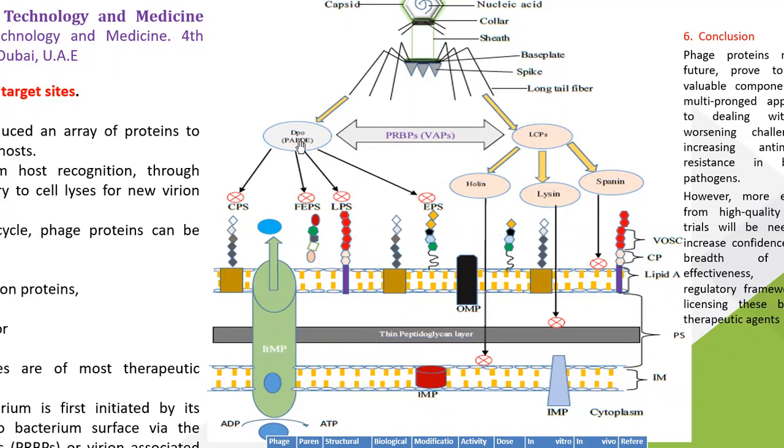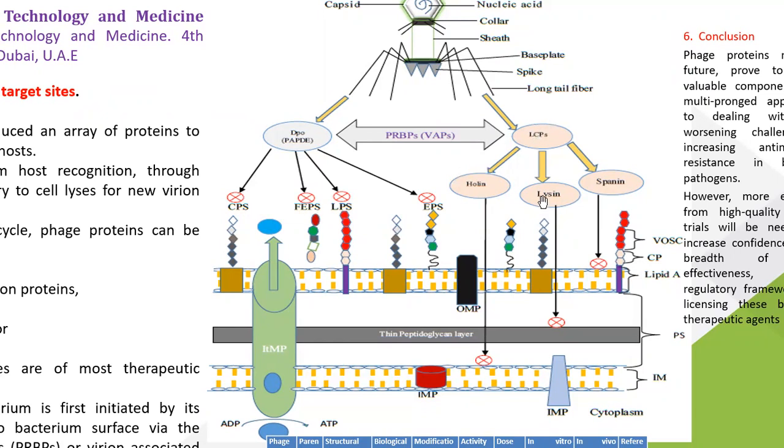And these depolymerases specifically cleave the glycosidic bonds in bacterial extracellular polysaccharides. These extracellular polysaccharides, you can see here, are the capsular polysaccharides, the free extracellular polysaccharides, and the lipopolysaccharides. And thus they differ based on the type of monomers linked by these glycosidic bonds.